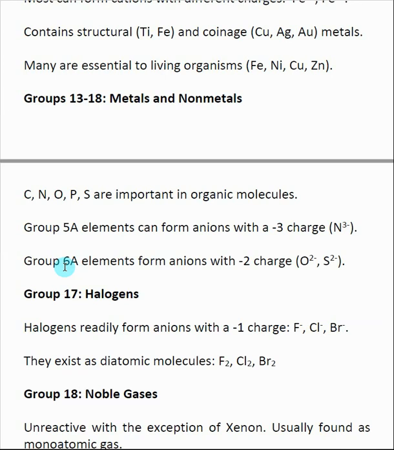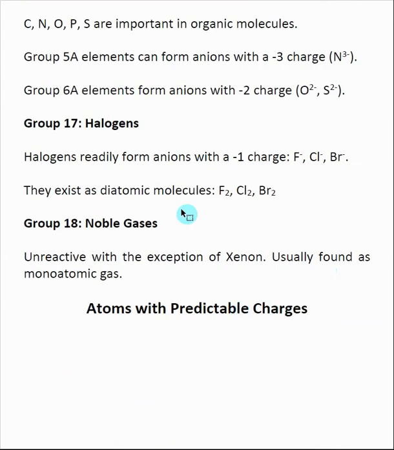Group 6 is where we have oxygen and sulfur at the top of the column, so those tend to form -2 charges. Halogens are group 17, just to the left of the noble gases. Halogens tend to form anions, so a -1 charge. Fluorine, chlorine, and bromine have a very predictable charge of -1.